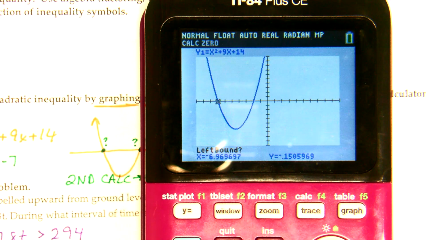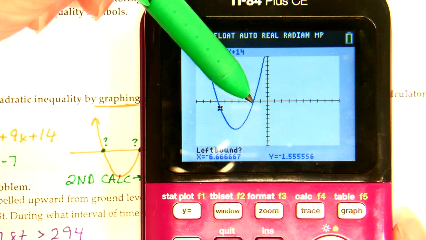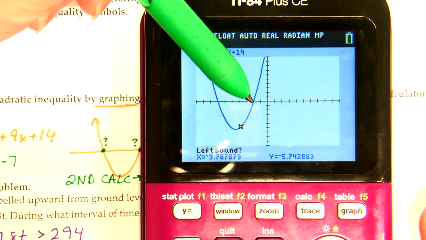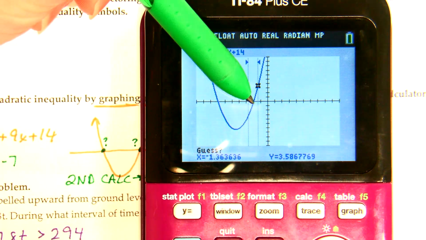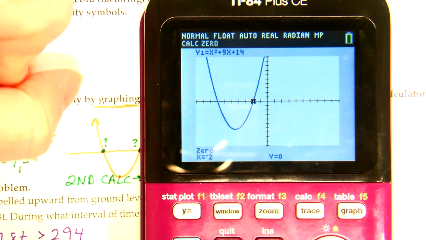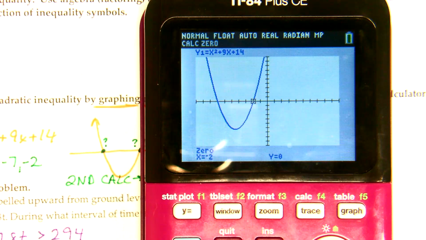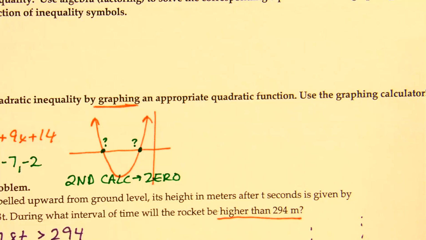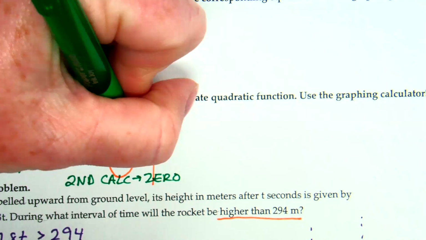So this time I'm going for this point right here, right? So left bound is anywhere to the left of it. So anywhere before I cross through that, I'm going to say right there. Right bound is after it. And then this is what Carter was asking about. If I don't move my cursor back and I just hit guess, it likely will give me the correct answer. I say likely, 99% of the time probably. And so my other 0 is -2.